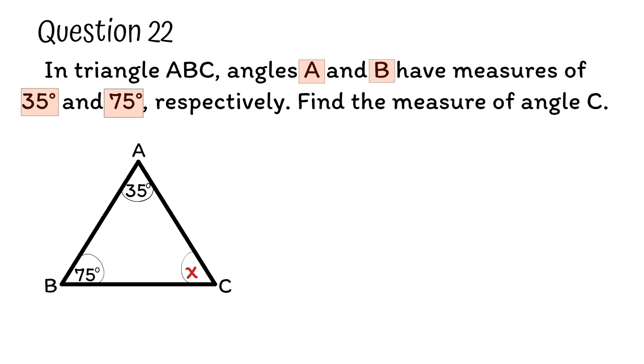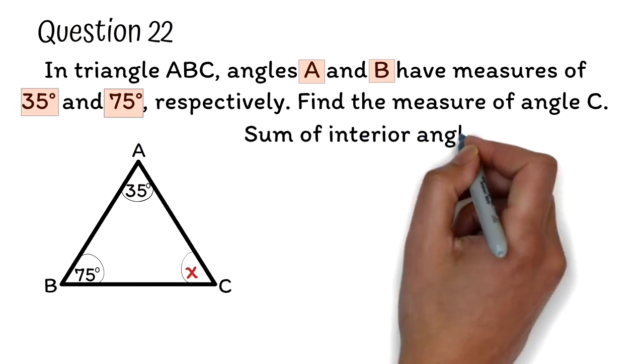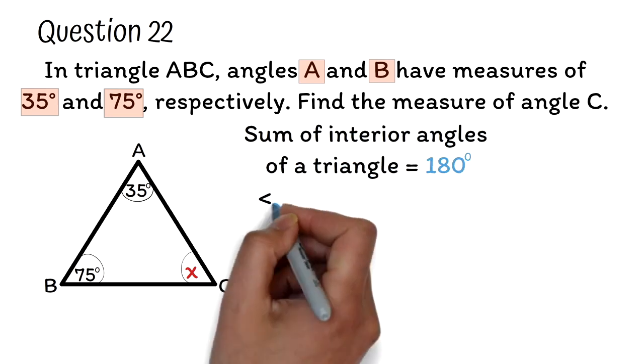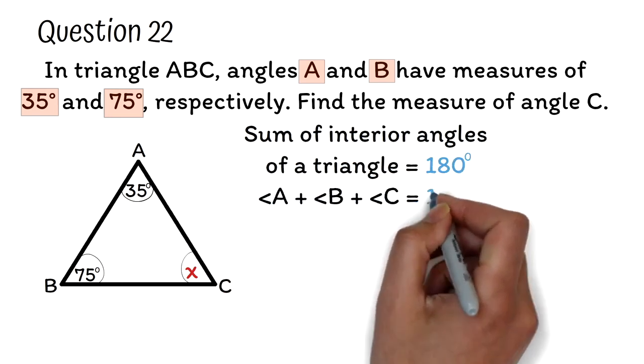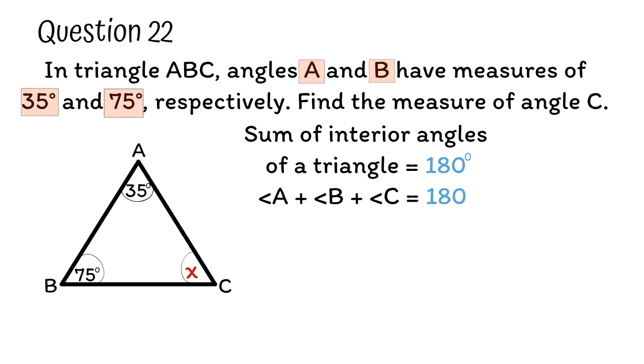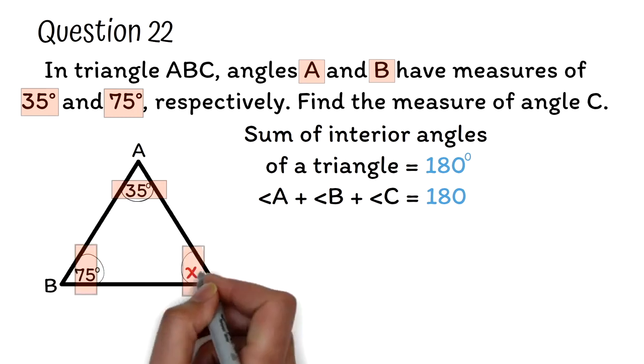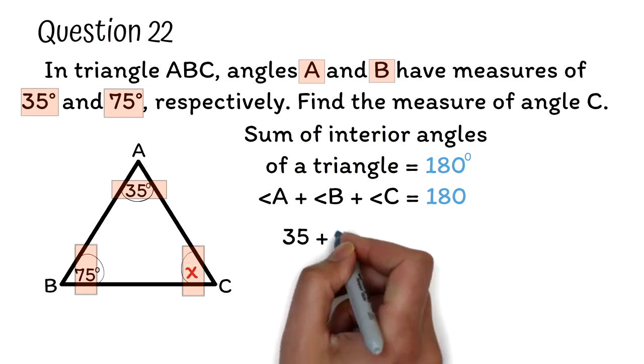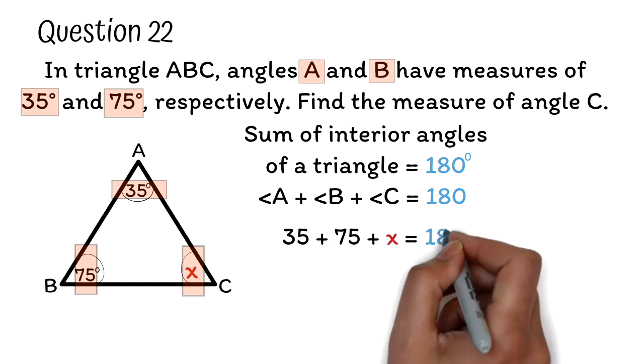Now, the sum of the interior angles of a triangle is equal to 180 degrees. Hence, add angle A, B, and C, and equate it to 180 degrees. But angle A is 35, B is 75, and angle C is x. Replace them, and this will give us 35 plus 75 plus x equals 180.